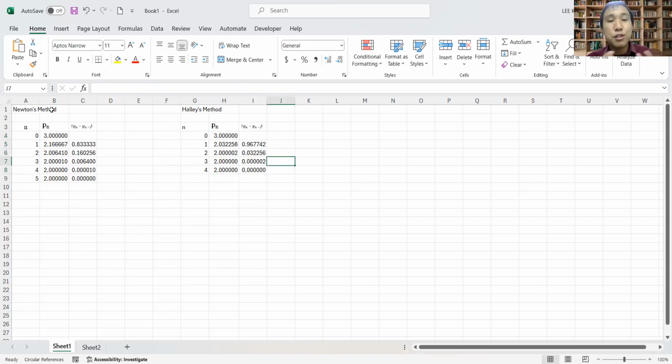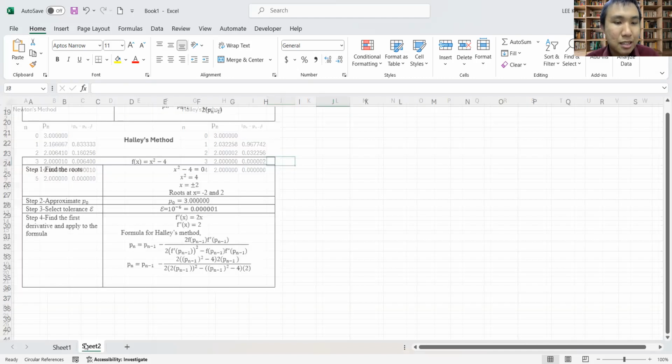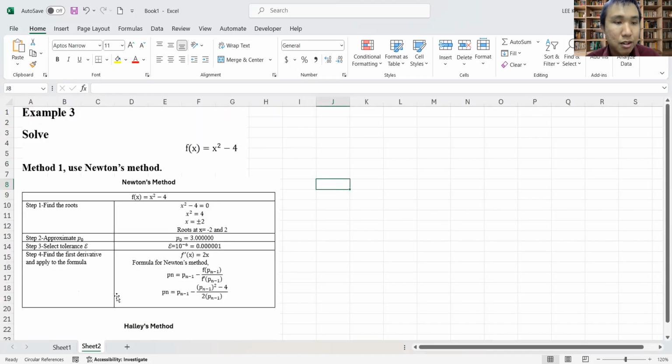So this is how we solve Newton's method and Halley's method using Excel. Okay, so that is how we solve Newton's method and Halley's method using Excel. So that's all from me. Thank you.